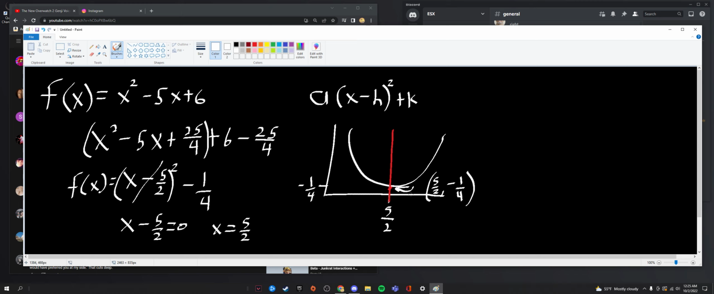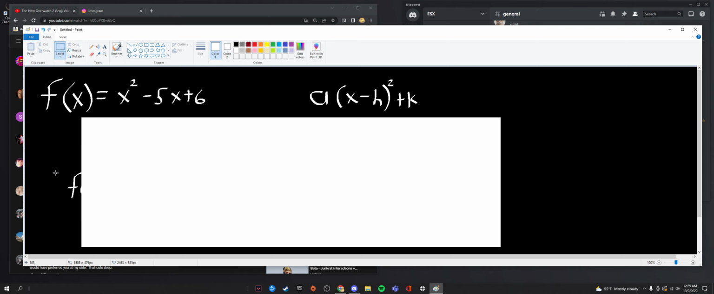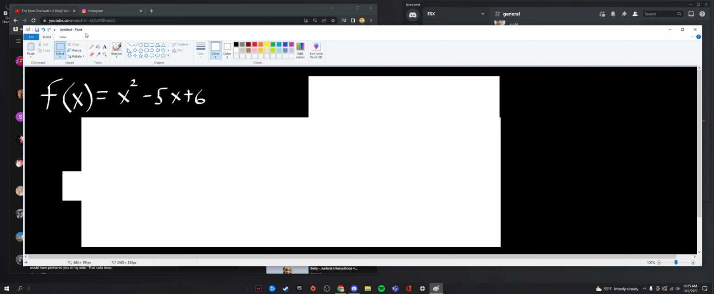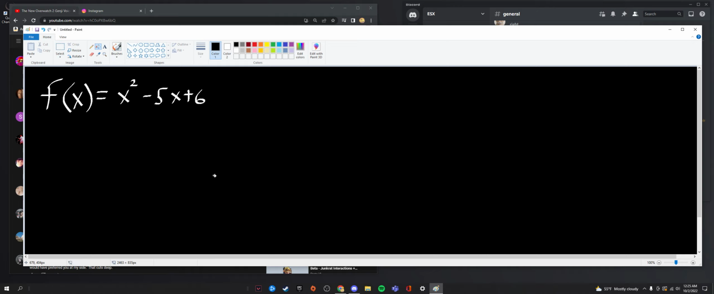Now that's great. You know, we found vertex form. We solved for our vertex and axis of symmetry. But now, let me erase all this. I'm going to show you a different method to find the axis of symmetry and vertex. It is a little bit faster. I will also not be explaining the intuition behind this one because, truth be told, I don't actually know. But I do know how to do it.